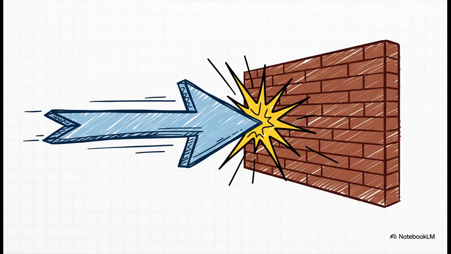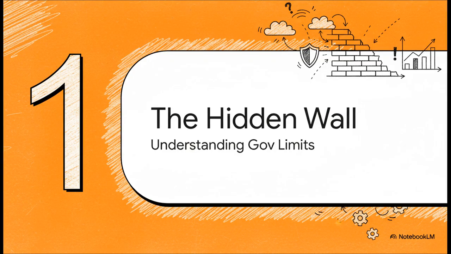Well, it's because your code is running full speed into a hidden wall. It's this invisible barrier that you just don't see during development, but it can bring your entire transaction to a screeching halt. Now, this hidden wall actually has a name, and it's a concept that's absolutely fundamental to Salesforce development: governor limits. Understanding these is really the first big step to building apps that are truly robust.